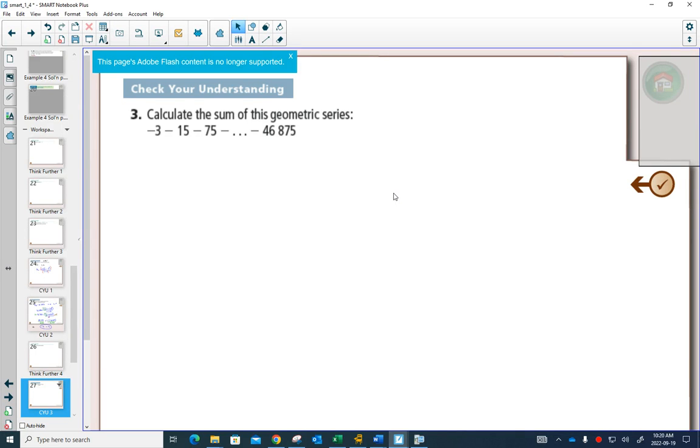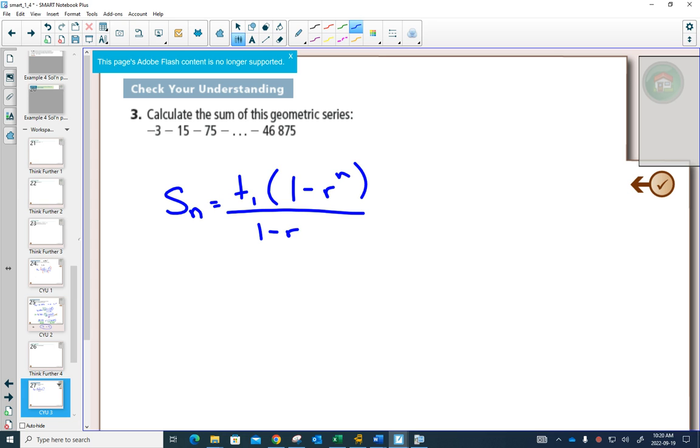So calculate the sum of this geometric series. Sometimes this is a good example of one where you're like, okay, as far as a good strategy, I want to use this formula. So I write out the formula with all of the stuff that I need. And then off to the side, I start listing what do I want to find.